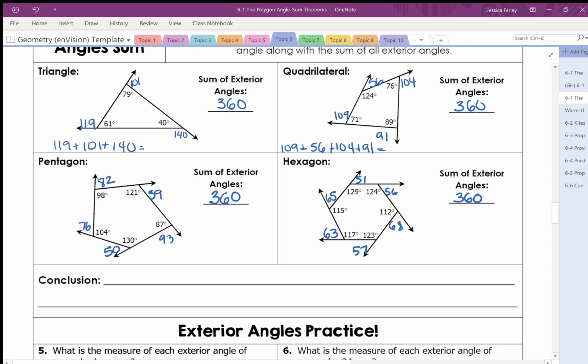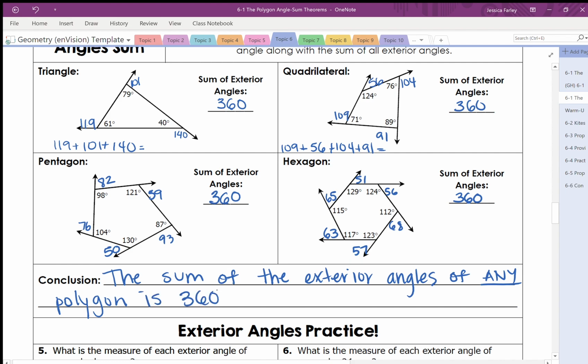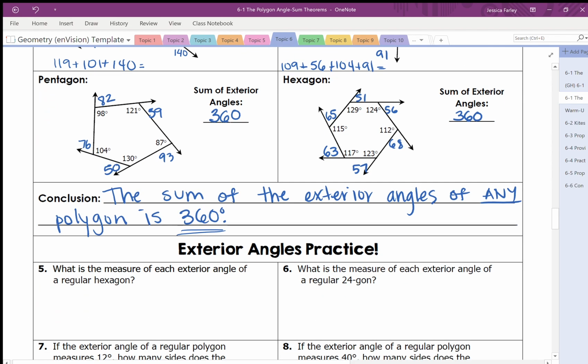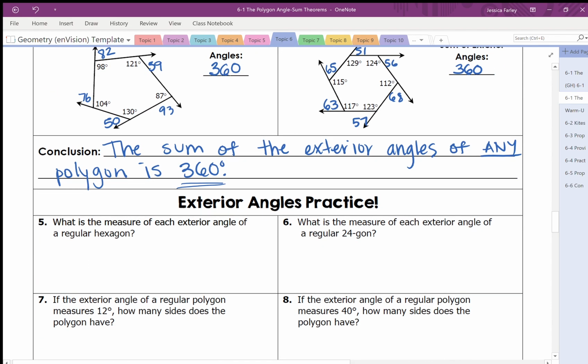So the conclusion we can make is that the sum of the exterior angles of any polygon is 360 degrees. Very easy to find that sum.